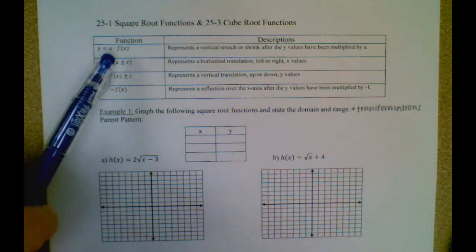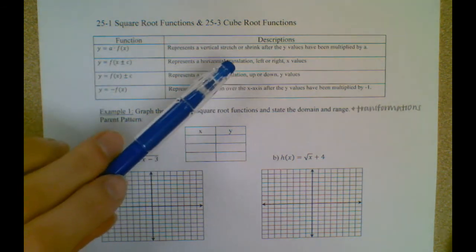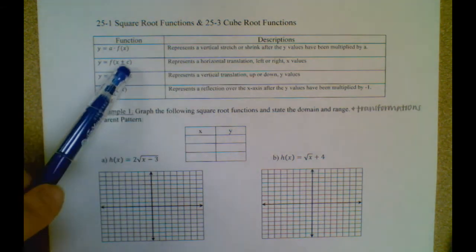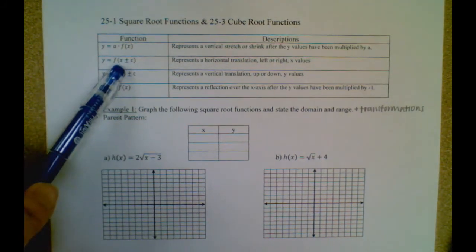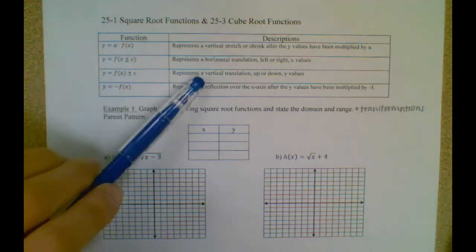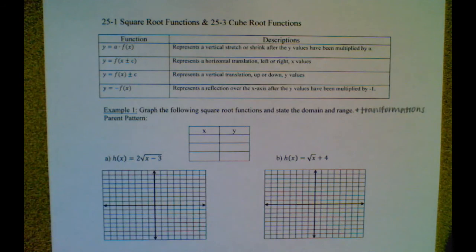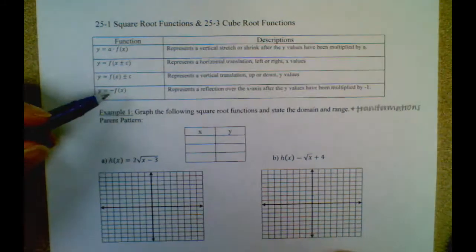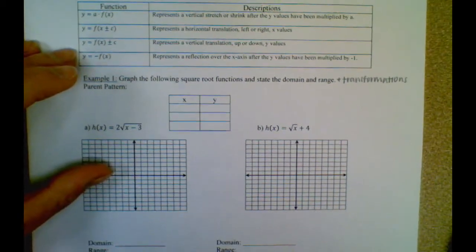So remember, if you have a value that's being multiplied out in front of your function, that's going to show a vertical stretch or shrink. If you have a number being added or subtracted inside the function with x, that's going to be a shift left or right. If you have a value being added or subtracted to the function at the end of it, it's going to be a shift up or down, and then a negative out in front of your function will be a reflection over the x-axis, okay?